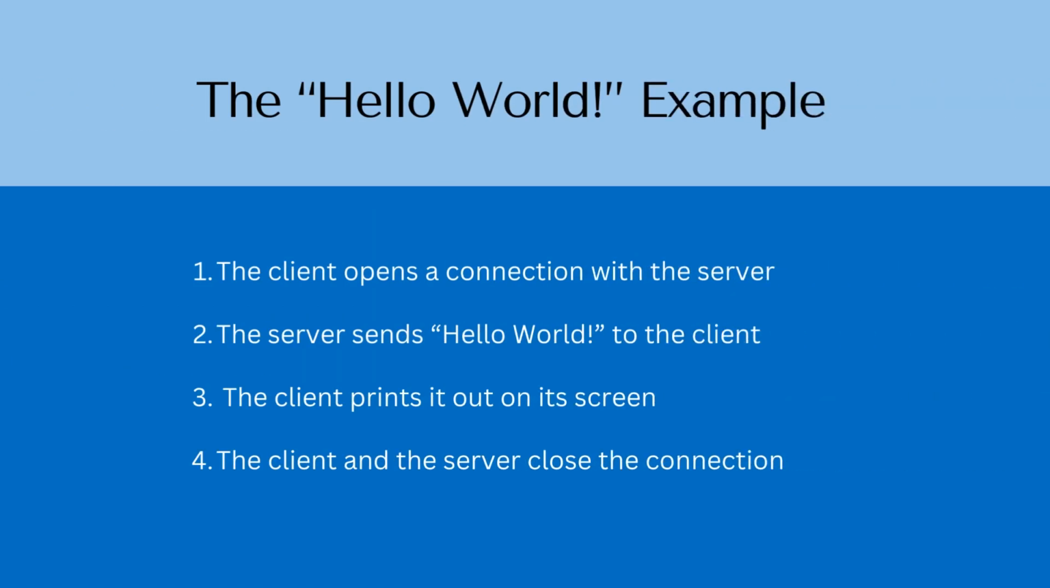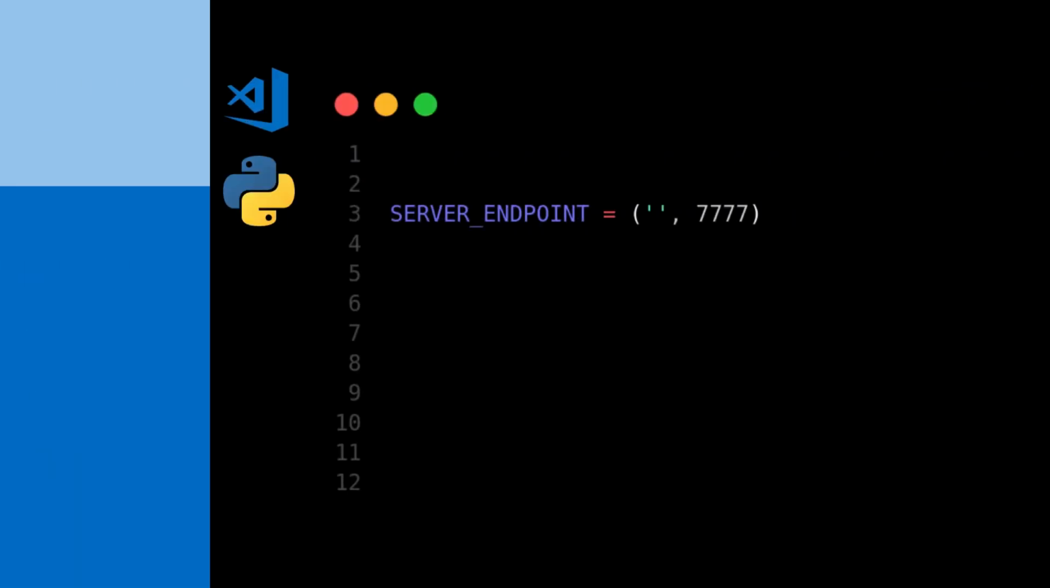Let's go back to our Hello World example. Here is a reminder of how it goes. The client opens a connection with the server. The server sends Hello World to the client. The client prints it out on its screen. Finally, the client and the server close the connection. We start by developing the server code.